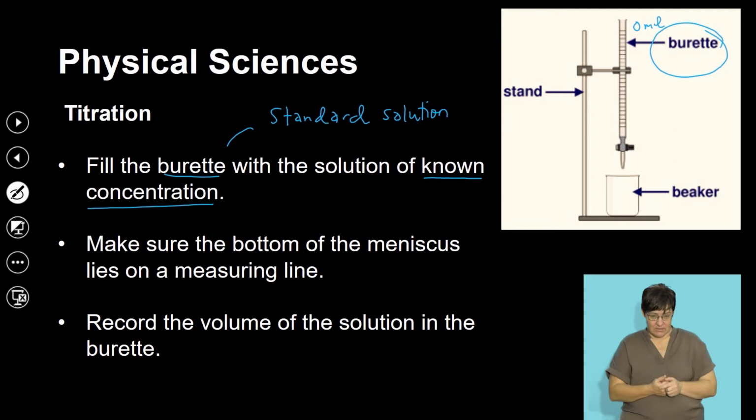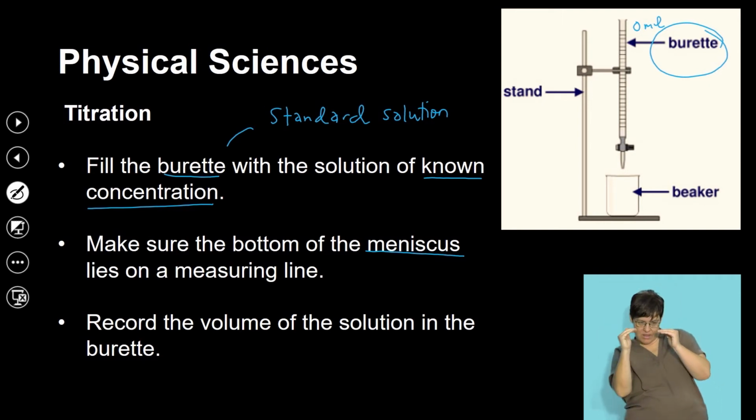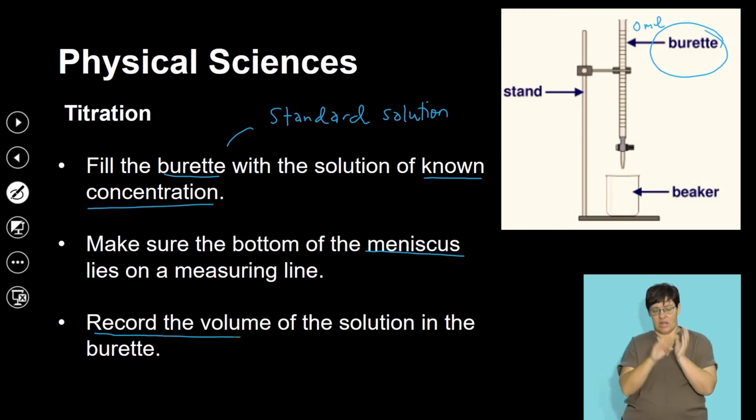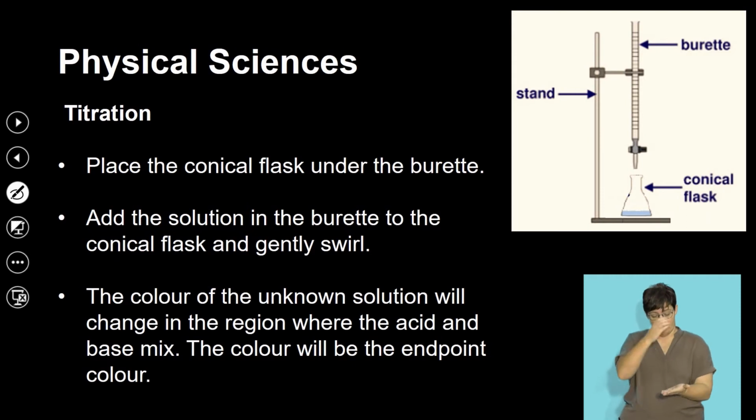And also, very, very important, you need to make sure that you read the bottom of the meniscus. The meniscus is that curved part of the liquid surface. So make sure that when you take readings, they're actually correct. And we also need to keep a record of the volume of solution in the burette, right? We need to place the conical flask directly under the burette so that all the standard solution goes into the conical flask where there is the other substance. And then we add the solution from the burette and swirl gently. The swirling will ensure that at the end of the reaction, all the substances have reacted completely, okay?